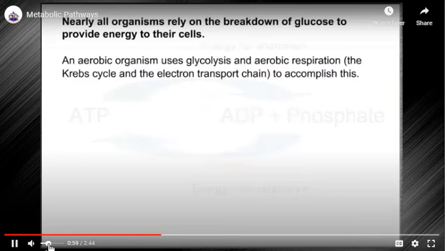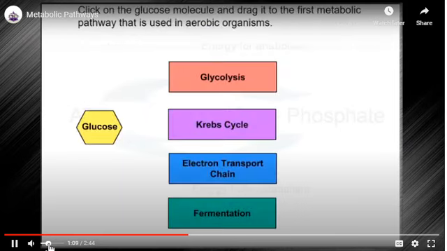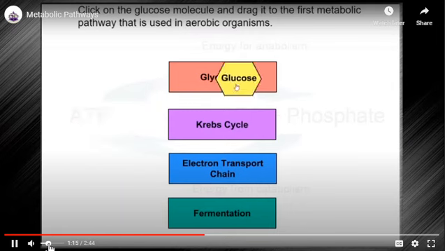Nearly all organisms rely on the breakdown of glucose to provide energy to their cells. An aerobic organism uses glycolysis and aerobic respiration to accomplish this. Let's drag the glucose molecule to the first metabolic pathway that is used in aerobic organisms.